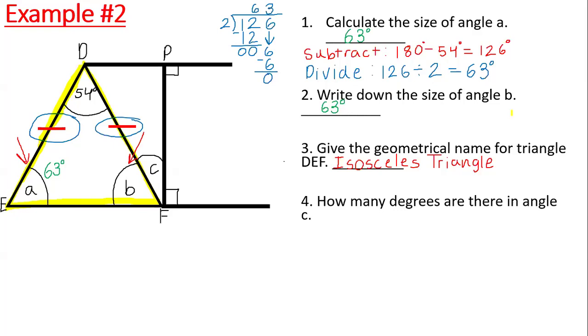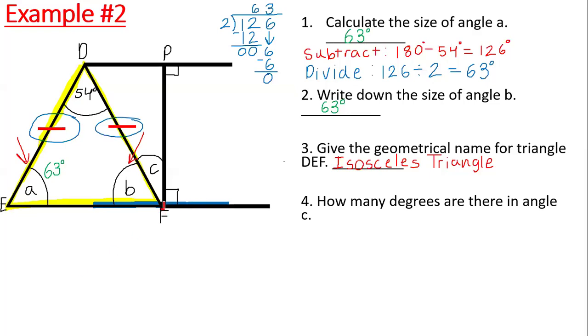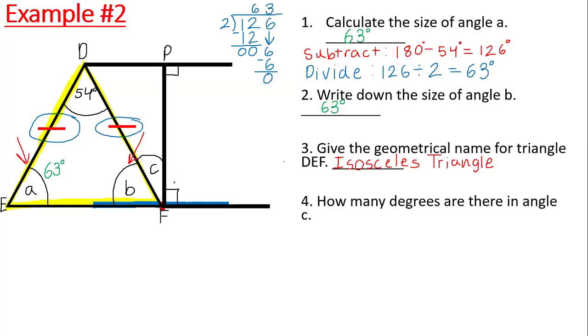We're going to explain it together. How many degrees are there in angle C? What rule are we going to use for angle C? Angles on a straight line that meet at a common point add up to 180 degrees. Very good. They must add up to what? 180 degrees. Now, what's the size of this angle with the box? 90 degrees.